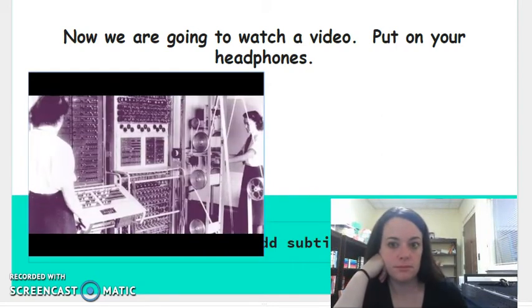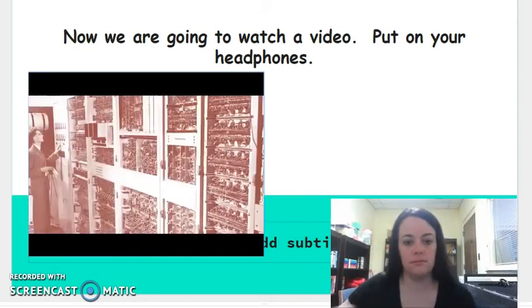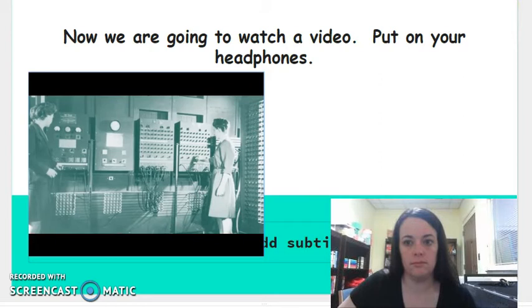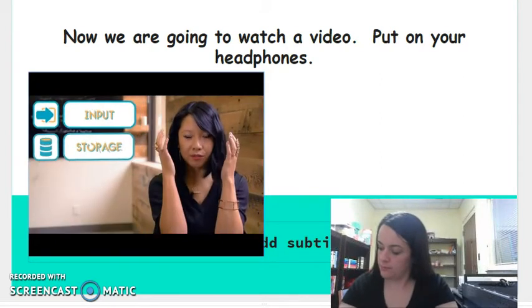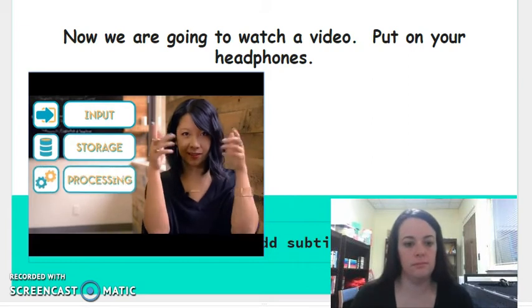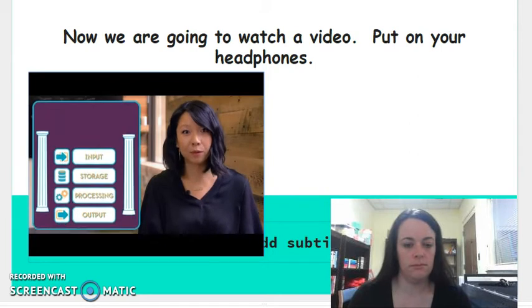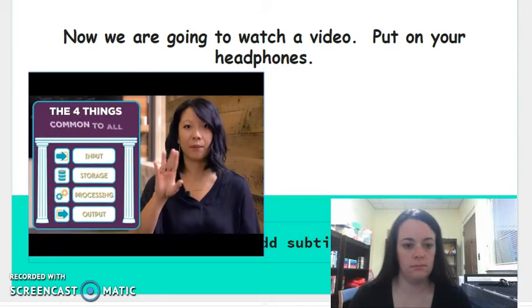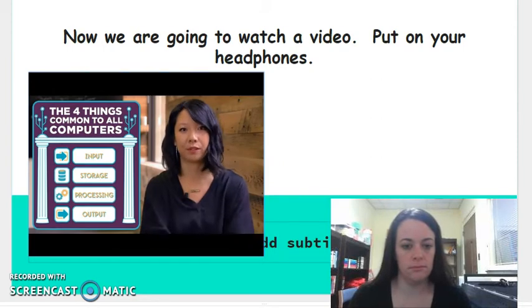As the pioneers of computer science explored how to design a thinking machine, they realized that it had to perform 4 different tasks. It would need to take input, store information, process it, and then output the results. Now this might sound simple, but these 4 things are common to all computers. That's what makes a computer a computer.